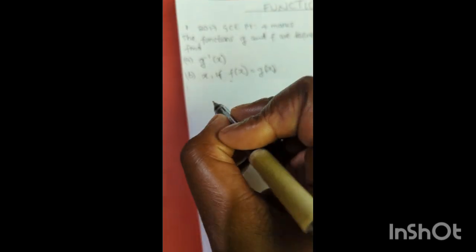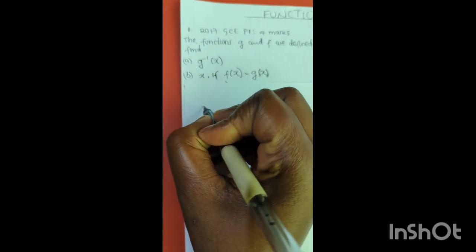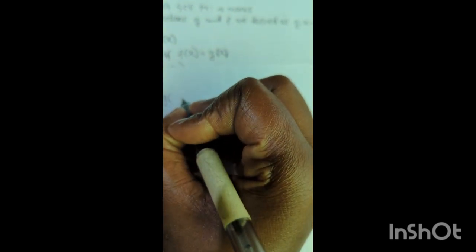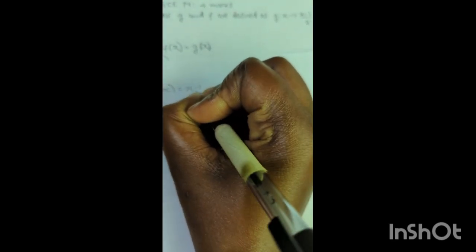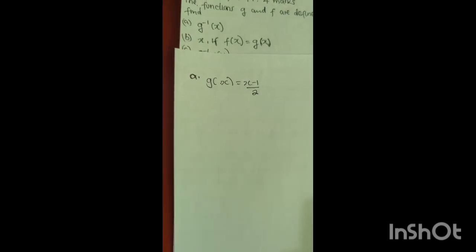So let's start solving. I'm going to solve A first. Hope that's clear enough. A: find g inverse of x. Follow through the steps. The first thing is you write the original function. The original function there is g of x is equal to (x minus 1) over 2.